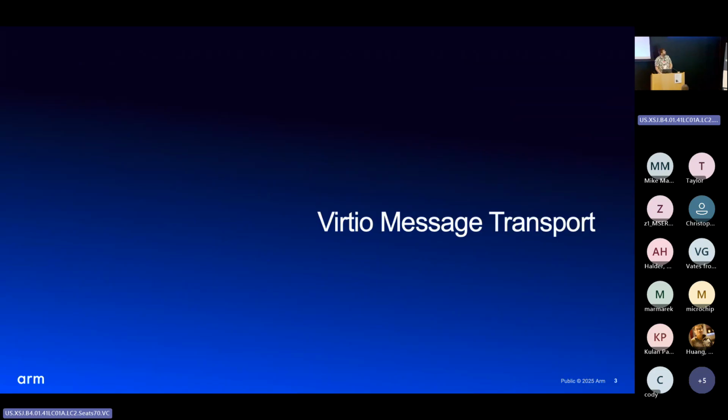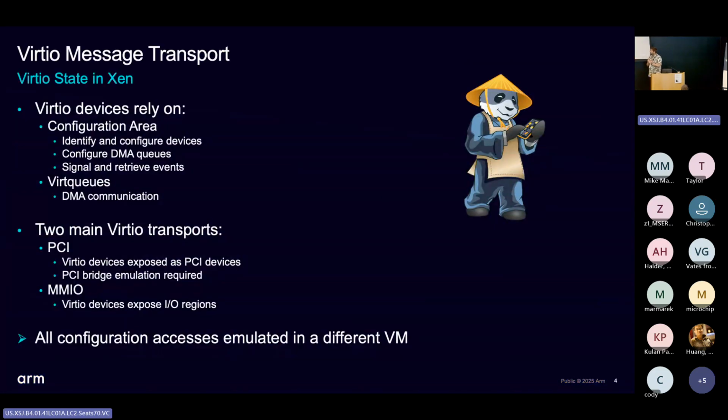So first, the Virtio message transport. What is Virtio today in Xen? First, how Virtio devices work. Virtio devices need two things. The first thing is a configuration area. That's the equivalent of device registers that you use to identify the device, configure the device, configure DMA queues, and generate and get back information for events.